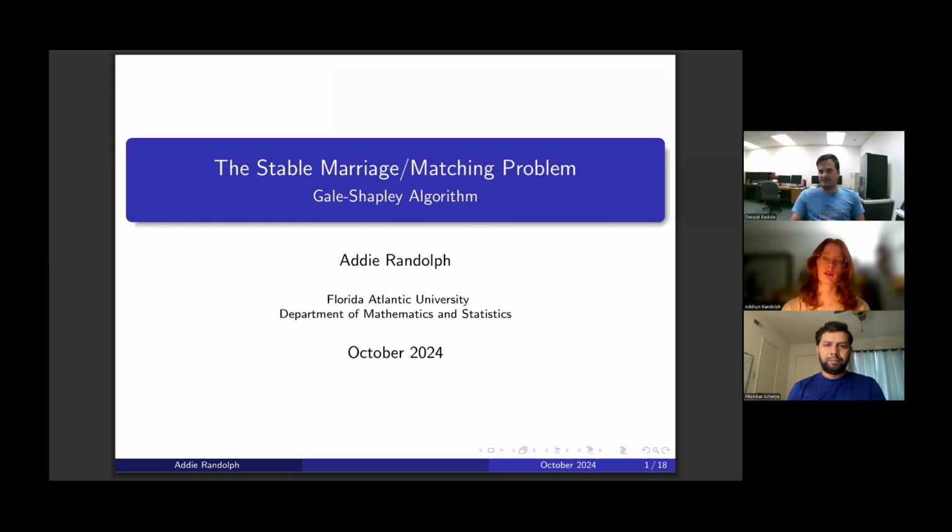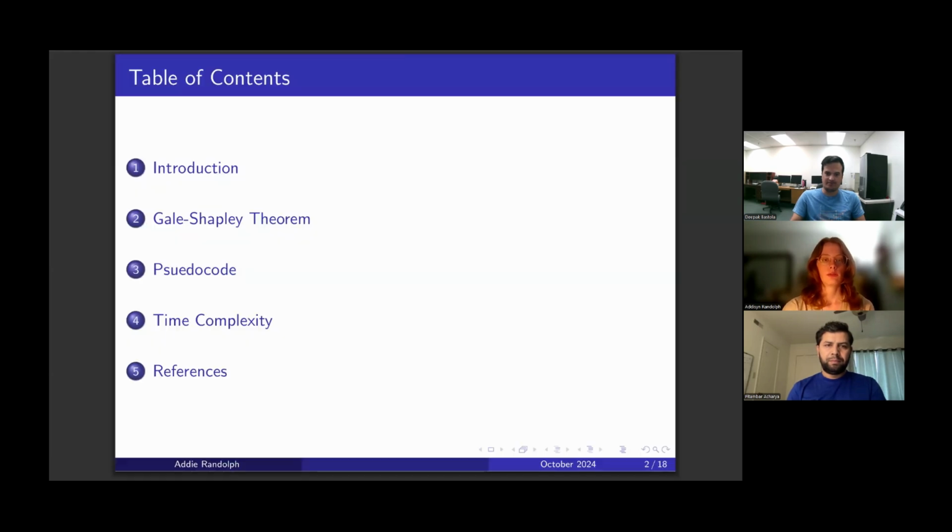So I'll be talking about the stable marriage or stable matching problem, and then the Gale-Shapley algorithm, which is used to solve it. So this is just an outline of my talk. I'll give an introduction. I'll talk about the theorem and then give the pseudocode, and then I'll give some examples of code I wrote up in Python. I'll talk about the time complexity and then take questions after that.